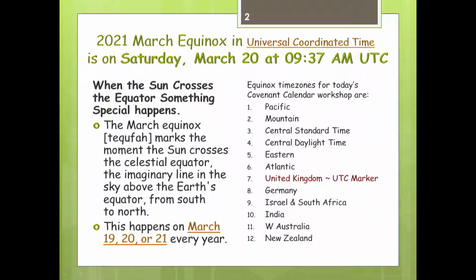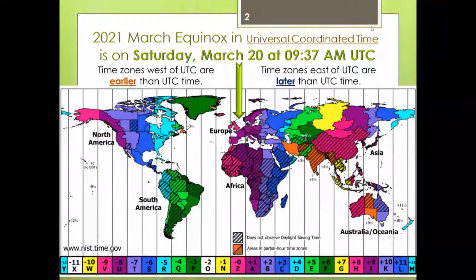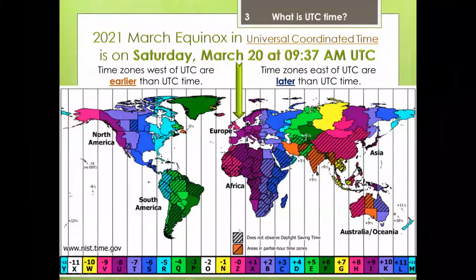So what is UTC time, Universal Coordinated Time? I will have this equinox up here so that you can mark it on your calendars. Universal Coordinated Time is right here with this green arrow. This time zone right here is basically 0. You can see down at the very bottom, it says 0 right there. That means this is where everything counts.